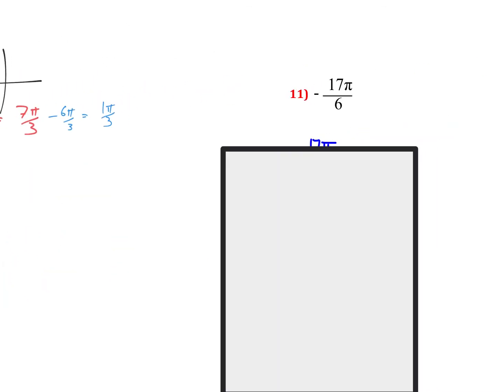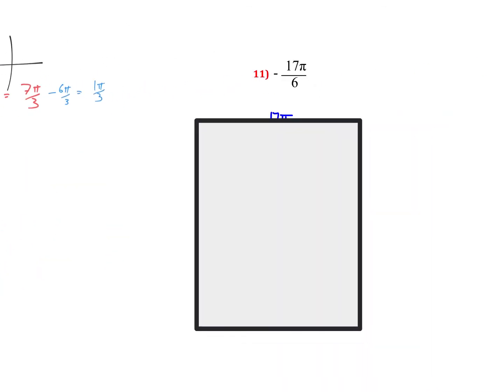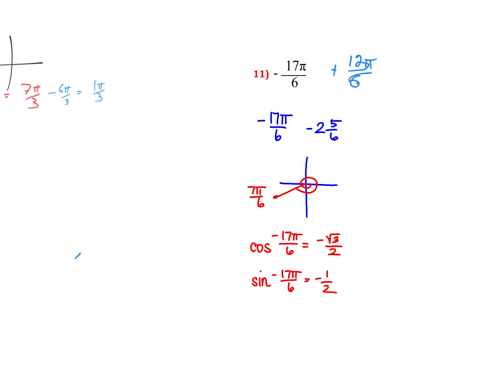And last but certainly not least, this one's going to be the same concept. Negative 17 pi over 6 doesn't show up on our unit circle, so we'd have to add 2 pi. But when we do that, we're going to add 12 pi over 6. So if I added 12 pi, that would be negative 5 pi over 6. Do it again. So negative 5 pi plus 12 pi, I'd get 7 pi over 6. We'd find that on our unit circle. X value is the cosine, Y value is the sine.